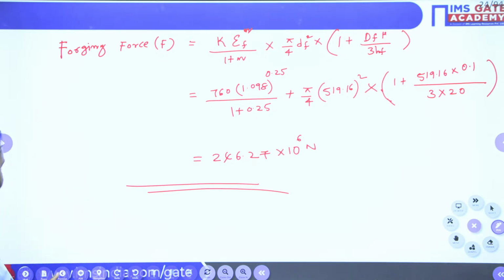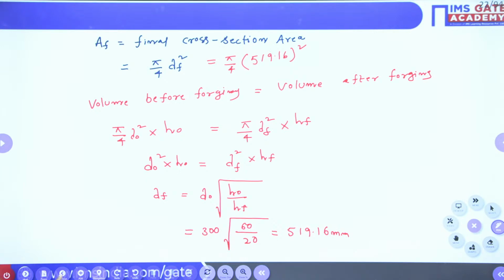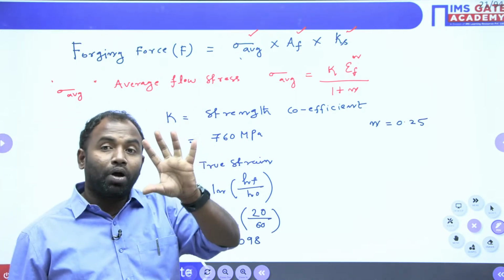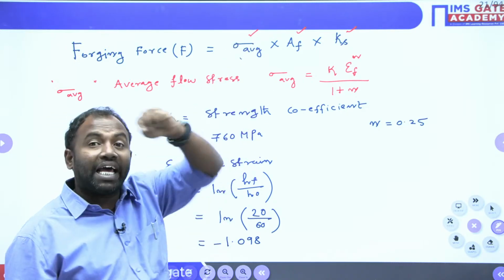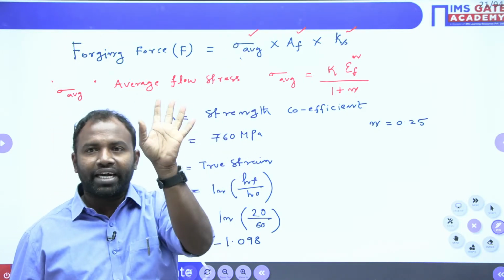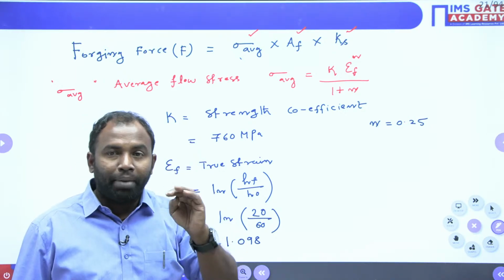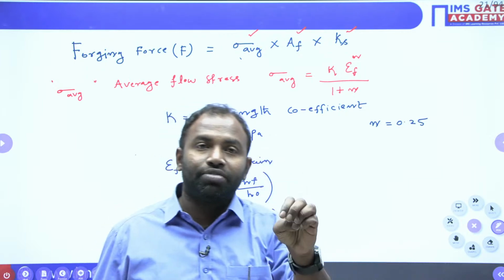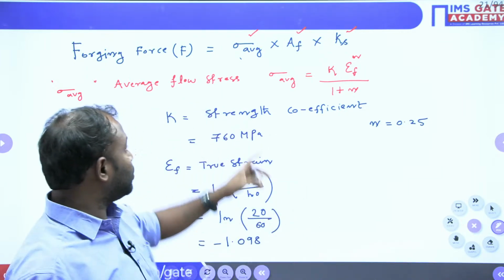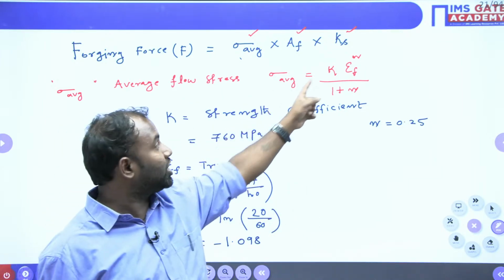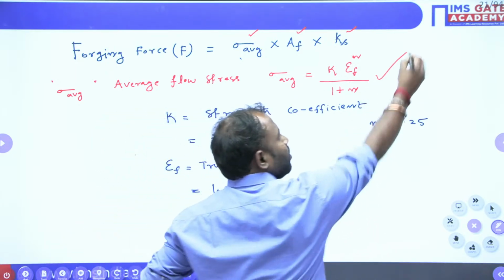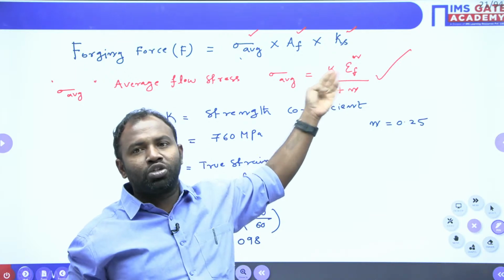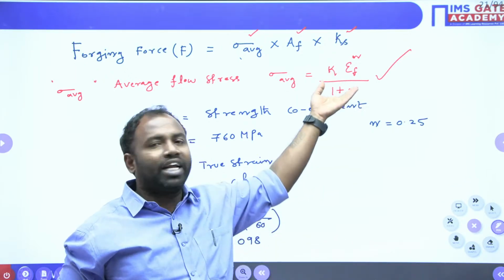But you should be very careful in remembering this formula for the forging force. Sometimes in the problem, do remember, guys, they will give you the average flow stress directly. But whenever they give the strain hardening exponent and also the strength factor, then in that case you are supposed to calculate your average flow stress by using this formula. So you should remember this one, the mean value theorem. In mathematics you will get the mean value theorem.